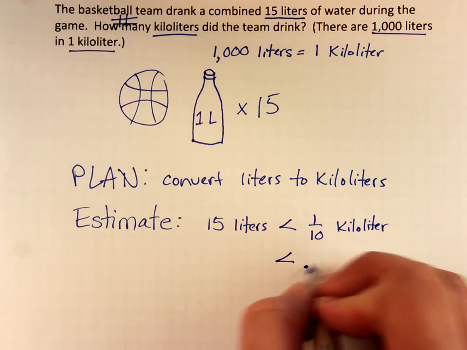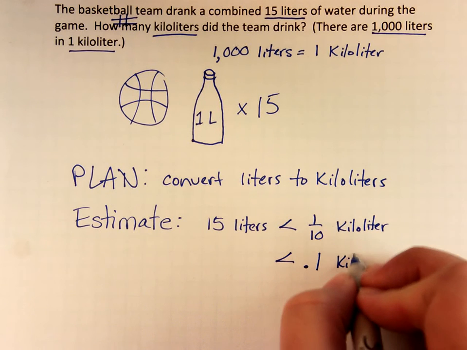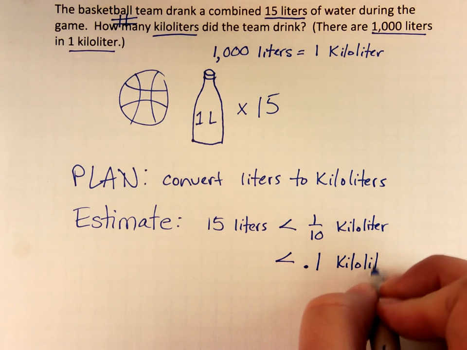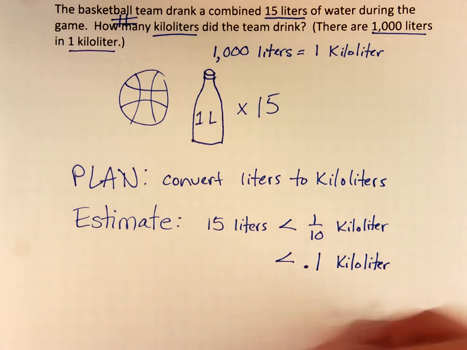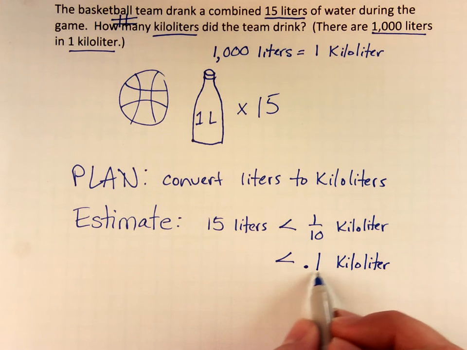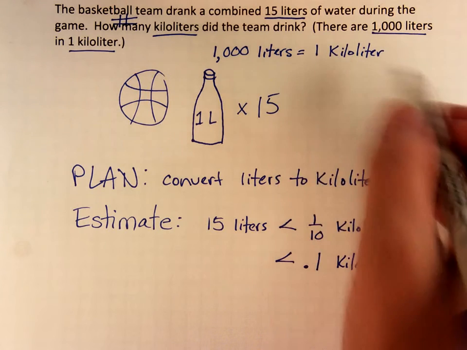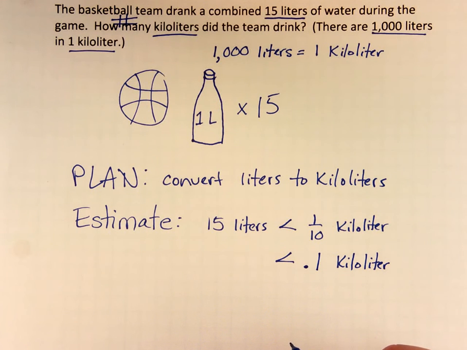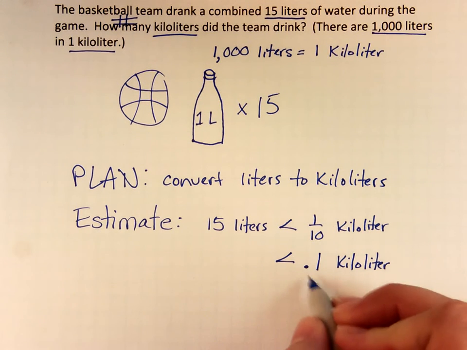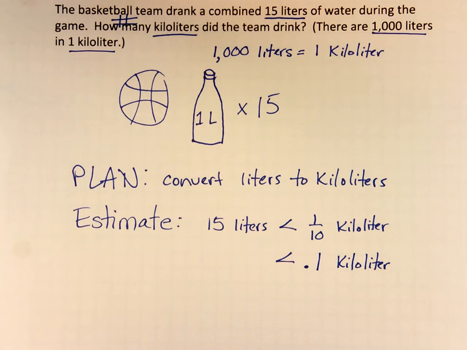Less than 0.1 of a kiloliter. So, knowing this, knowing that my answer is going to be very, very tiny, will be helpful. If I finish my word problem and I have an answer like 2 million liters, or I mean 2 million kiloliters, then I know that I've done something wrong. I need to have a very tiny answer when I'm done.